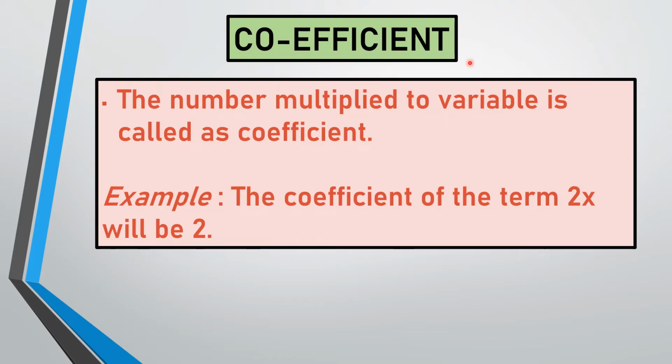Now let us see what is a coefficient. Coefficient means the number multiplied to the variable. If you take the term 2x, in this the variable is x. We all know that, right? All the alphabets in the algebraic expression are nothing but variables. So this variable x is being multiplied by 2. So the 2 is the coefficient of x here.